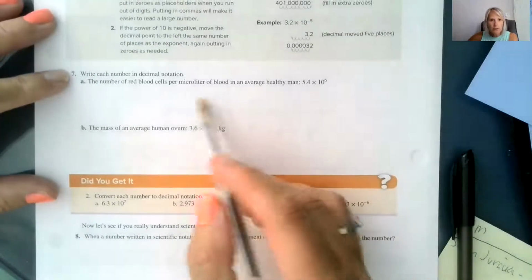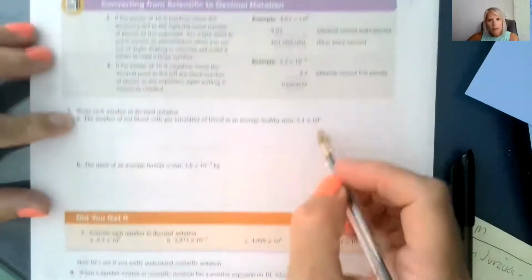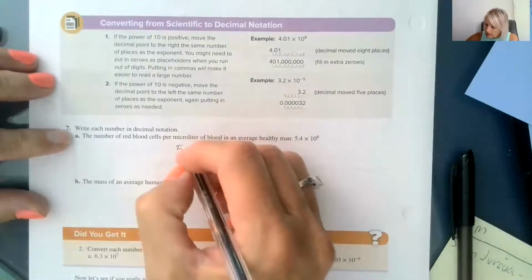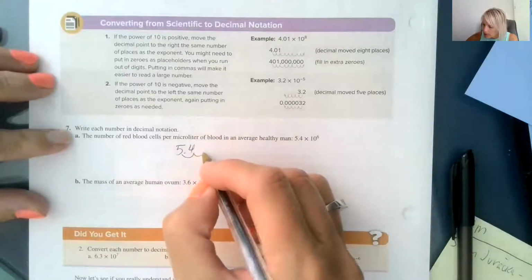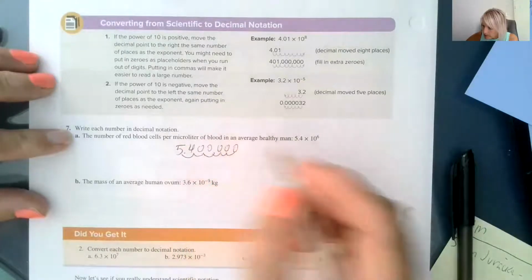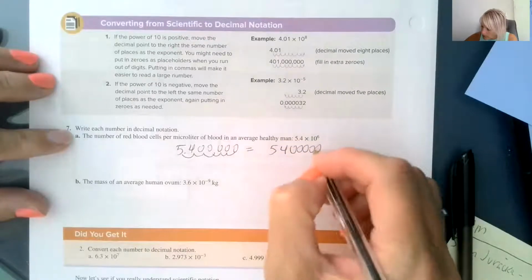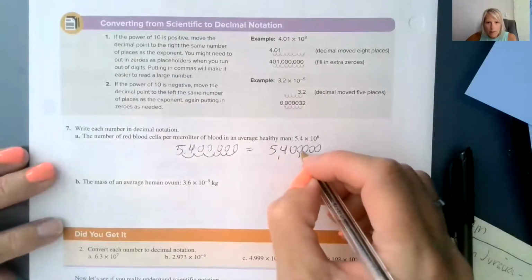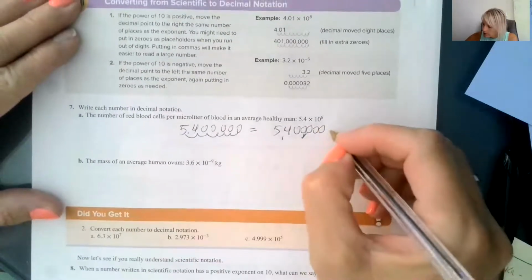The number of red blood cells per microliter of blood in an average healthy man is 5.4 times 10 to the 6. So because our exponent is positive, we're going to move our decimal to the right. So there's 1, and now I have to add zeros for my other place values. 2, 3, 4, 5, 6. So 5, 4, 1, 2, 3, 4, 5 zeros. So 5,400,000. That should be right there. Red blood cells.